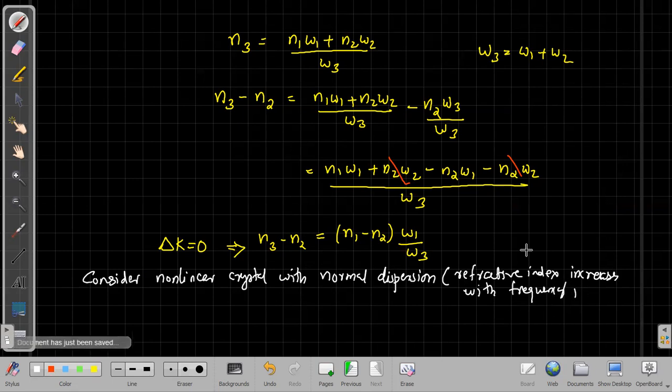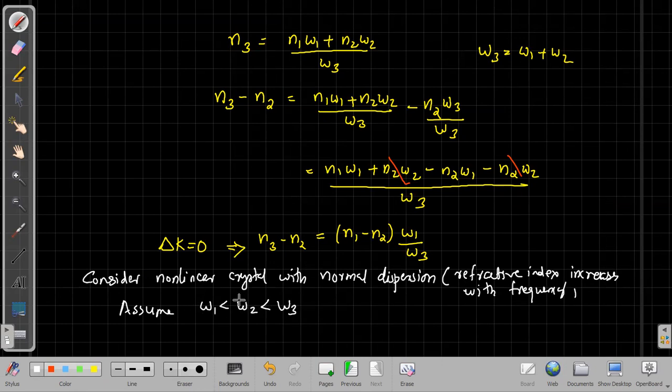Okay, now the process that we are considering is sum frequency generation. So we have omega 1 and omega 2 that are added, and we are getting omega 3. Let us assume omega 1 is the smallest frequency, so omega 1 would be lesser than omega 2. Now obviously omega 3 should be greater than both omega 1 and omega 2. Okay, so in case of sum frequency generation, omega 1 is less than omega 2, which is less than omega 3. So this is the assumption that we're making.